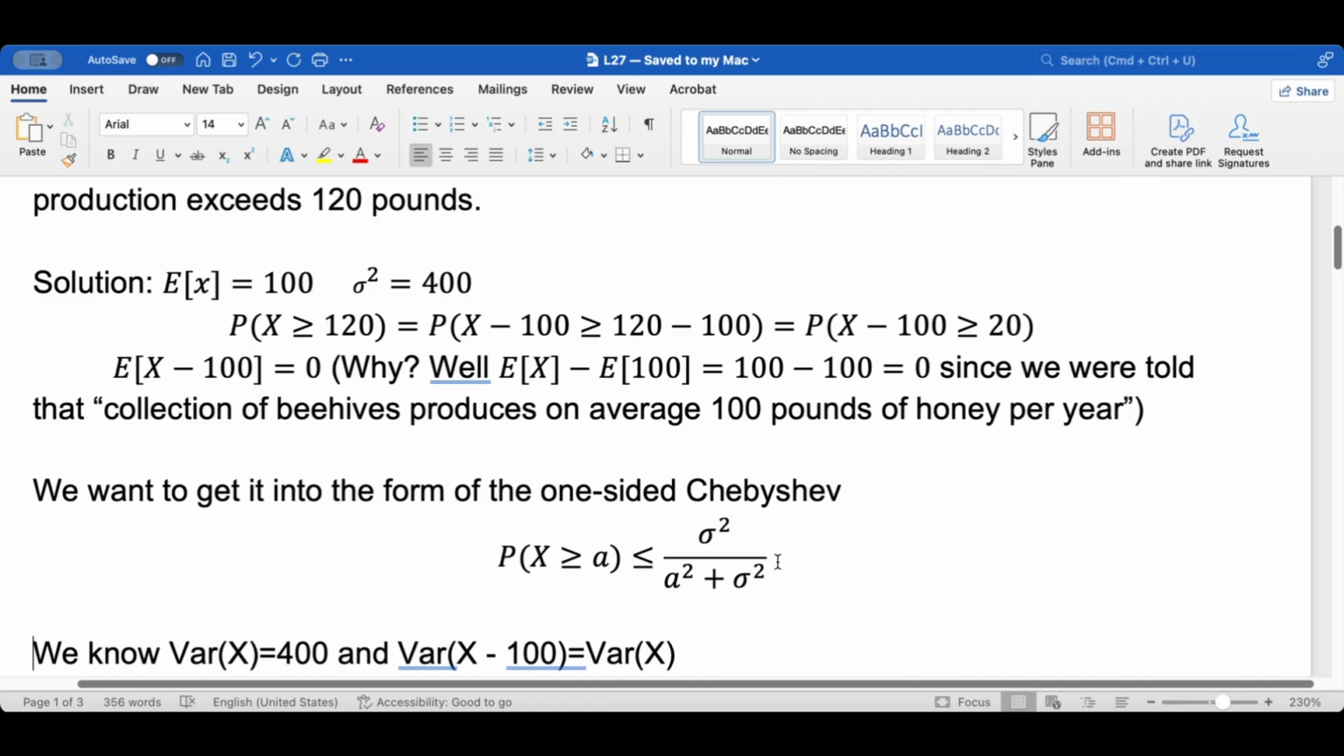Now, what is the variance here after the shift? The variance actually stays the same. The variance of x minus 100 is the same as the variance of x. Shifting does not affect the variance. It does not affect the shape or spread in the distribution.